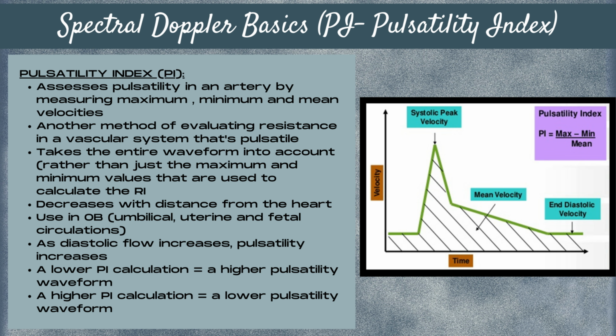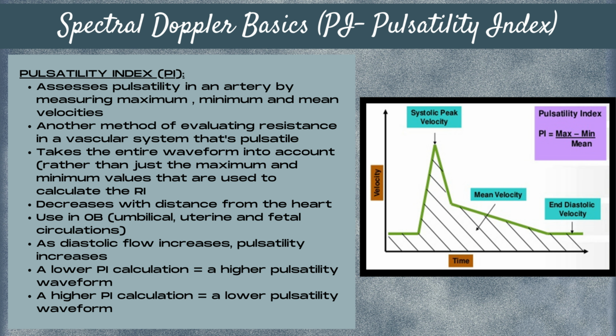Another thing that can be calculated when looking at spectral Doppler arterial waveforms is the pulsatility index, or PI. This assesses the pulsatility in an artery by measuring the maximum, minimum, and mean velocities. It's another method of evaluating resistance in a vascular system that's pulsatile, and it takes the entire waveform into account, rather than just the maximum and minimum values that are used to calculate the RI. The pulsatility index decreases with distance from the heart.